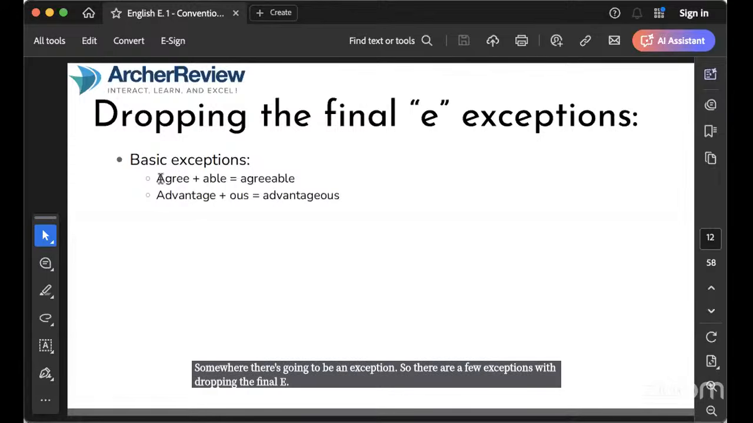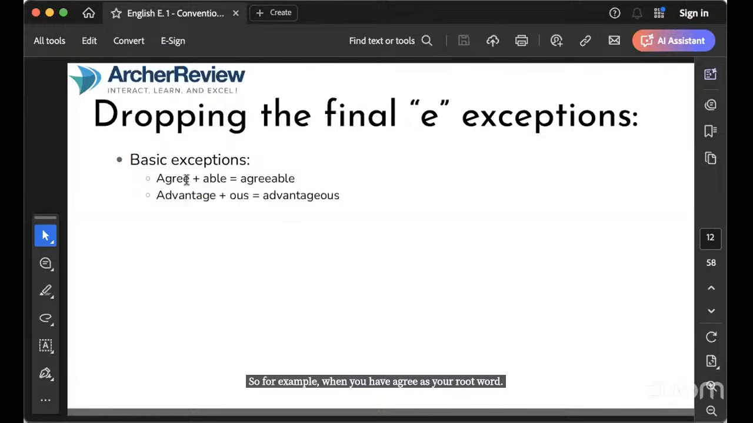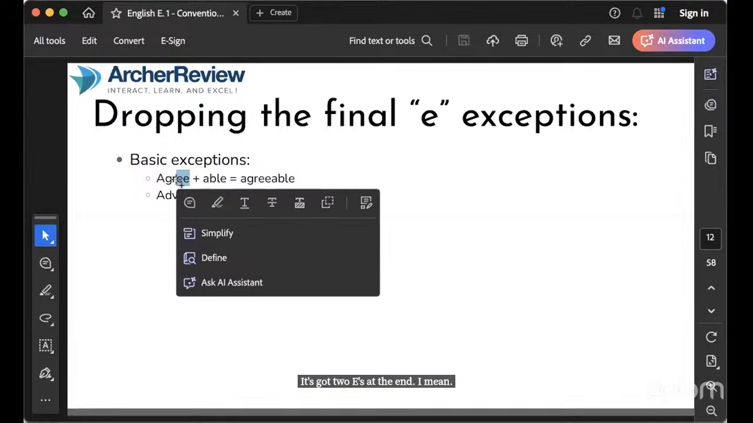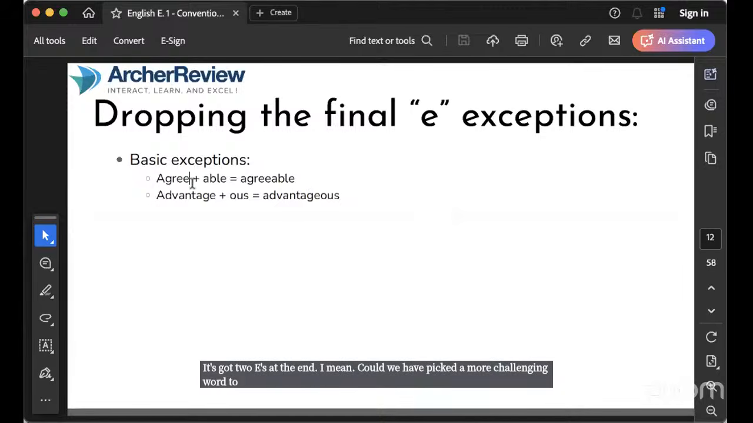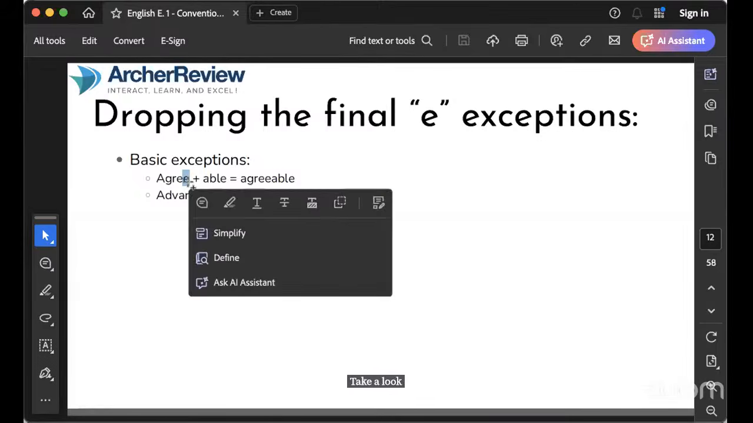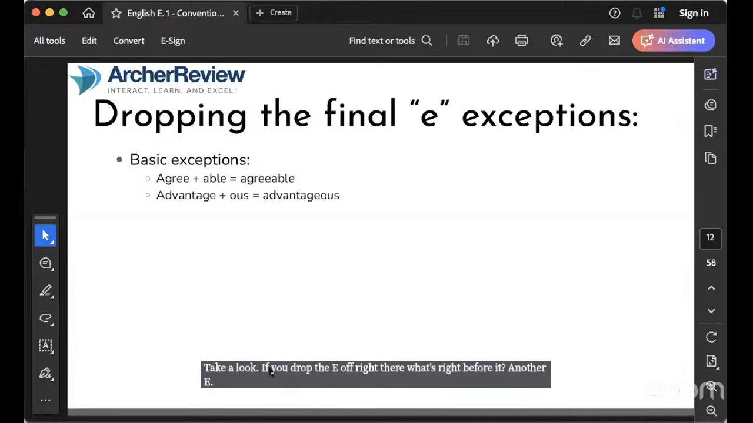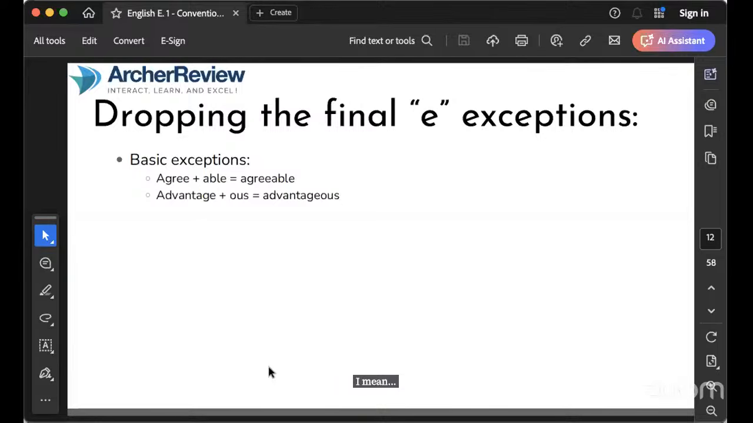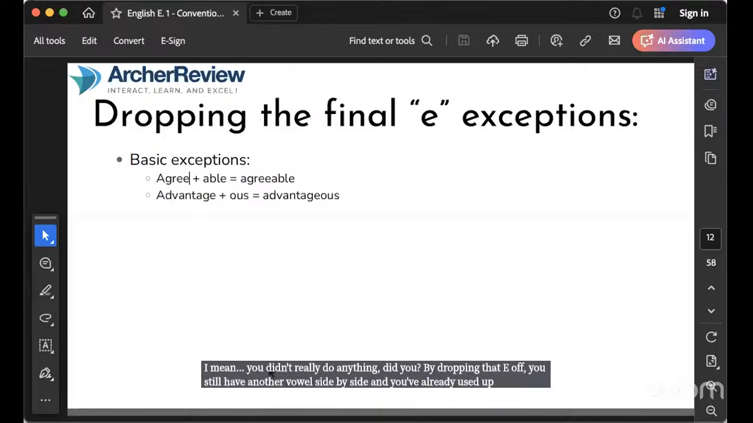For example, when you have agree as your root word, it's got two E's at the end. I mean, could we have picked a more challenging word to look at? Well, when you have that E at the end, if you add a suffix that begins with a vowel, remember I had said there's two vowels together, you can't do that, you got to drop the E. But here's the thing. Take a look. If you drop the E off right there, what's right before it? Another E. So you didn't really do anything, did you? By dropping that E off, you still have another vowel side by side, and you've already used up your drops because you can only drop one. So you didn't really do anything to fix it.